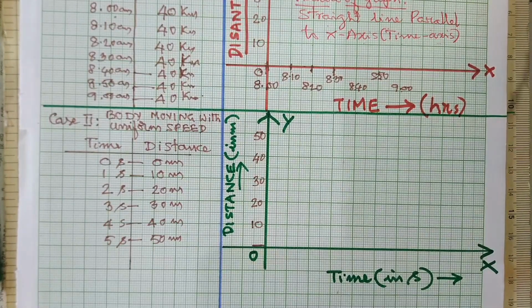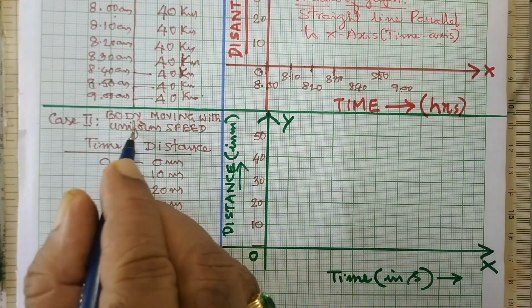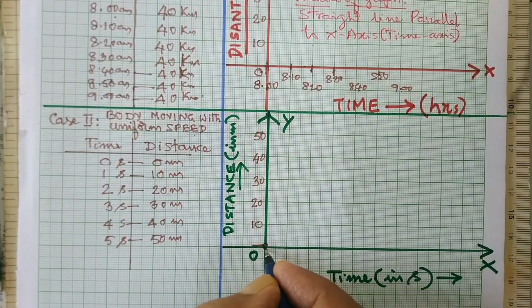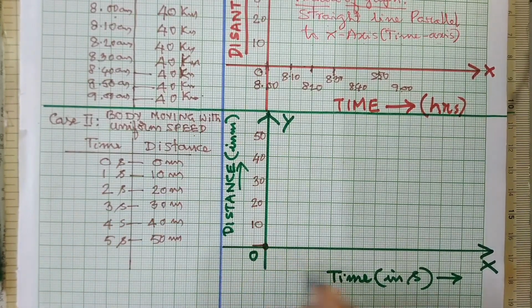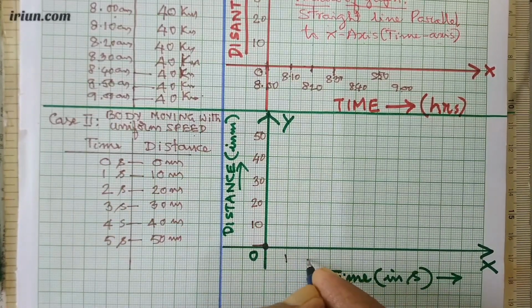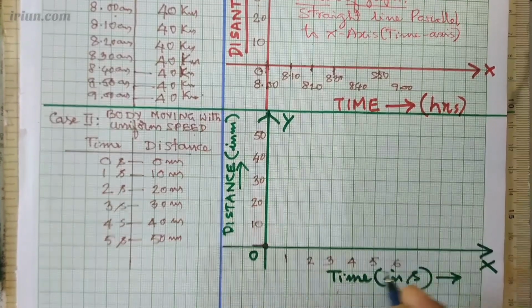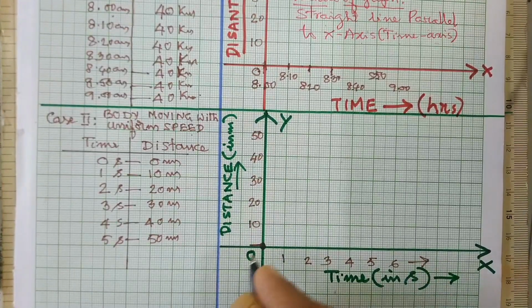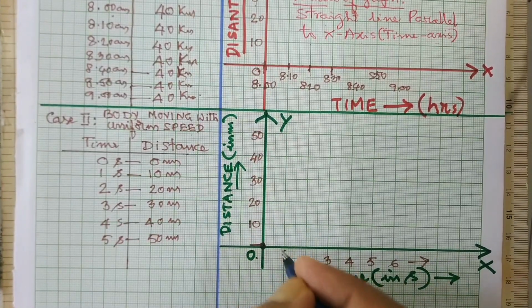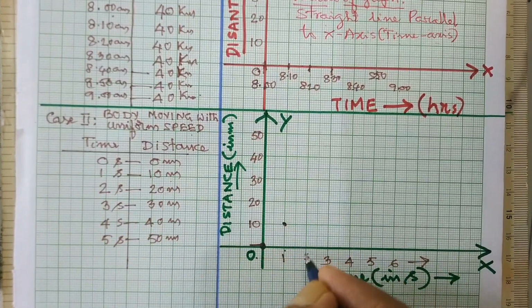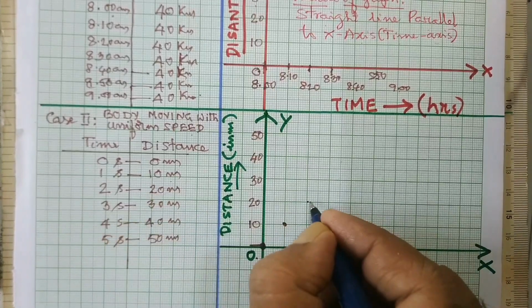Okay, now let us try to draw the graph of this one, uniform speed with 0 second 0 meter. Now 0 second 0 meter means the point will come here. Oh sorry, the x-axis I have to put first. On the x-axis it is 0 second, 1 second, 2 second, 3 second, 4, 5, 6 or whatever it is. Now 0 second 0 only. 1 second it is 10 meter, so it will come here. 2 second, you know that 20 meter, it comes here.